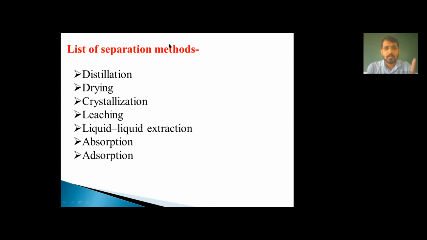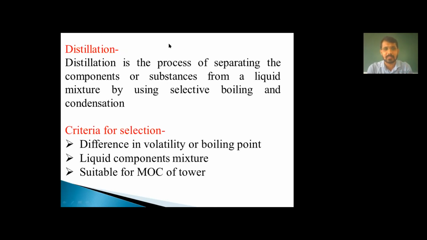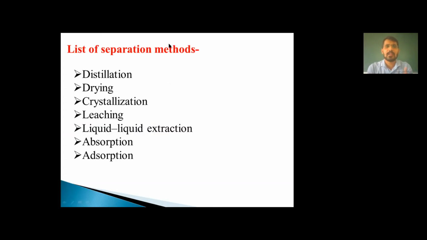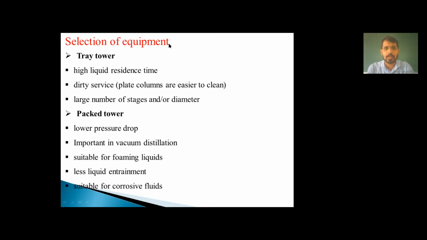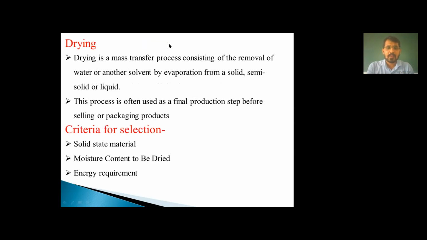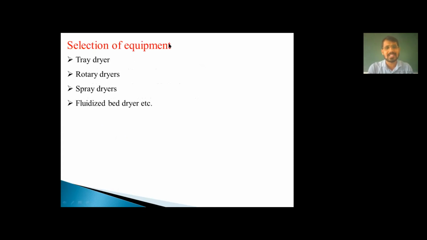For example, you have to write the distillation definition. After that, the criteria required, 2 to 3 lines. After that, selection of equipment. There is no need to write all these points. You can specify only 1 to 2 points about the tray tower and packed tower. After that, drying: you have to write this definition, then these criteria for selection, and lastly this list. Tray dryer, rotary dryer, spray dryer, fluidized bed dryer.